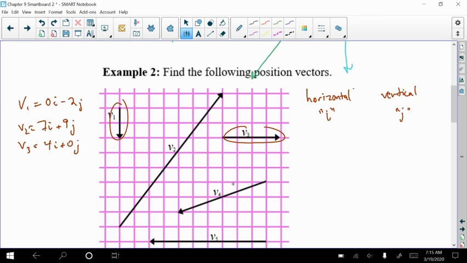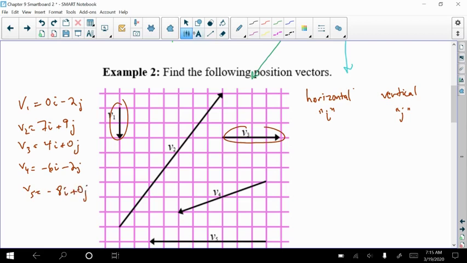Vector 4, notice it's kind of going backwards. So 1, 2, 3, 4, 5, 6, down 2. So vector 4 could be negative 6i minus 2j. And then vector 5 is completely to the left. So 1, 2, 3, 4, 5, 6, 7, 8. So vector 5 is negative 8i plus 0j.